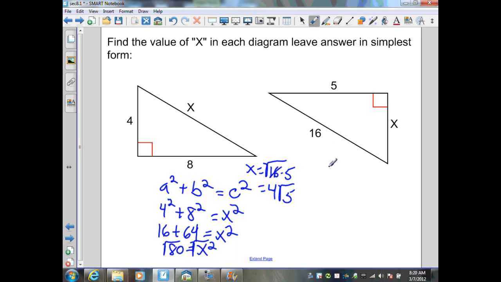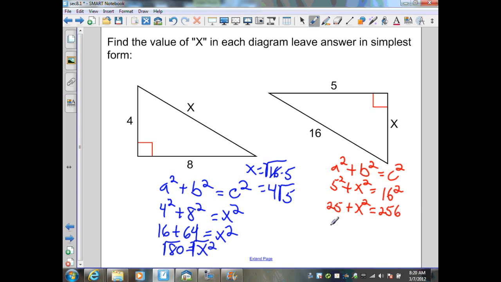On our next example, again, we're going to use the Pythagorean theorem. a squared plus b squared equals c squared. Our leg, 5, and x, we substitute in for a and b. 5 is 5 squared. For b, I'm going to put in x squared. It's a leg. And for c is 16, our hypotenuse. We simplify. 5 squared is 25 plus x squared equals 16 squared, which is 256.